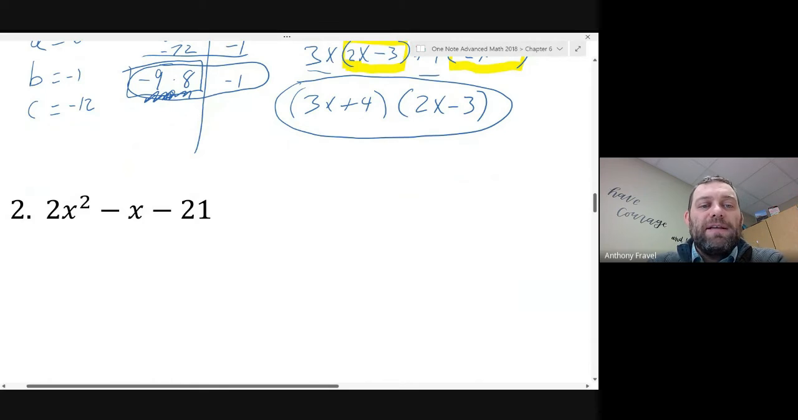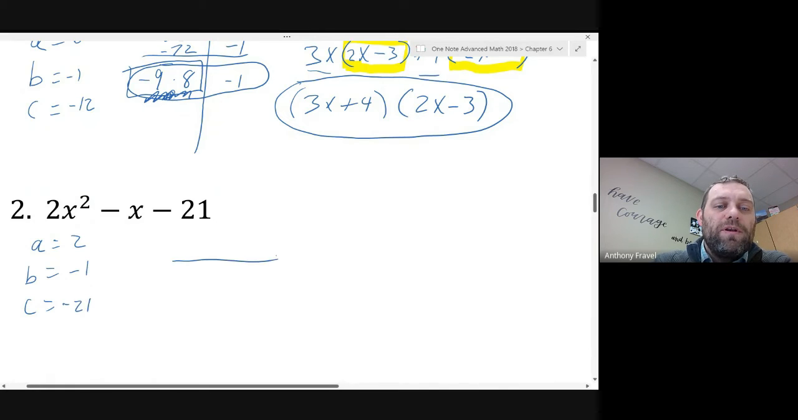2x squared minus x minus 21. I'm still going to go through and get my A, B, and C values. My A value is 2, B value is negative 1, and my C value is negative 21. I'm going to factor them again. Multiplication, addition. A times C, so it's 2 times negative 21. I need to multiply to equal negative 42, and I need them to add to equal negative 1.